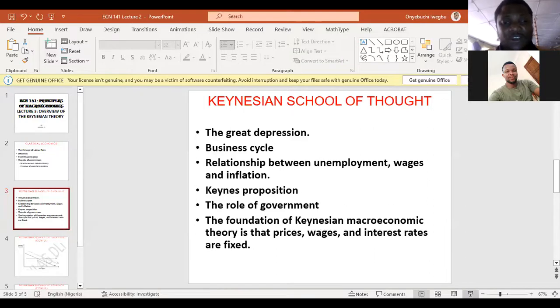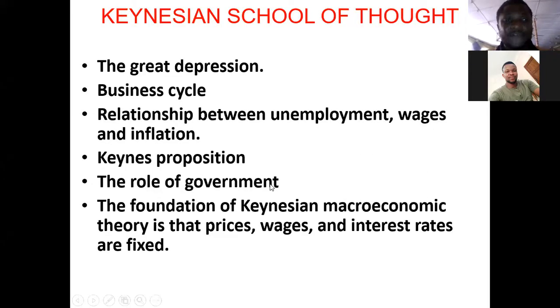So, in that case, the law says the government should be actively what? Involved in production, provision of goods and what? And services. Now, the government has a role to play. Government has a role, a critical role to play. That is the Keynesian proposition. And that is the role of what? Government.